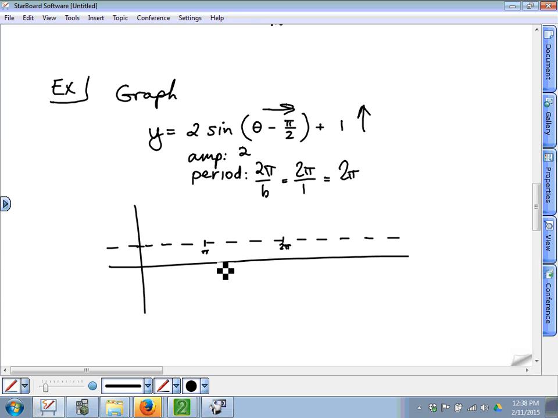Wouldn't this be pi right here? Yes, no? What would half of that be? How far to the right were we supposed to move? We were supposed to move pi halves units to the right. So I'm also going to move the y-axis.